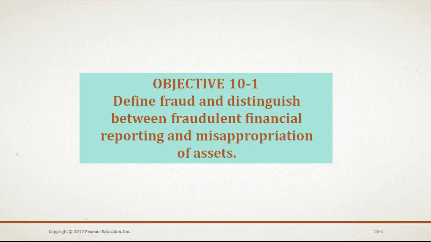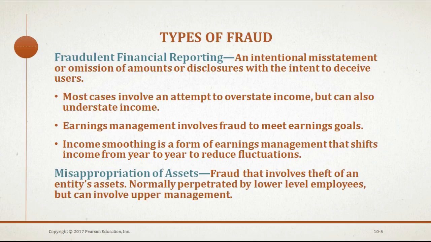Let us begin by defining fraud. Distinguish between fraudulent financial reporting and misappropriation of assets. Fraudulent financial reporting is an intentional misstatement or omission of amounts or disclosures with the intent to deceive the users of the financial statement. Most cases involve an attempt to overstate income, but can also involve the understatement of earnings of the entity. Earnings management involves fraud or deliberate actions taken by management to meet the company's earning goals.